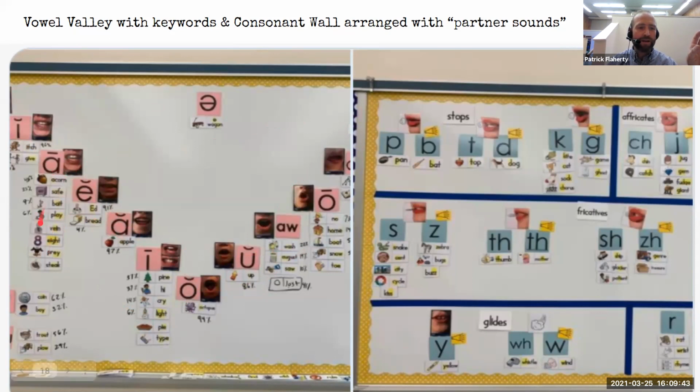Long A has many different ways to spell it. E-I-G-H says A, four letters, one sound. That really blows kids away sometimes when you really point that out to them. Then these are all the consonant sounds.